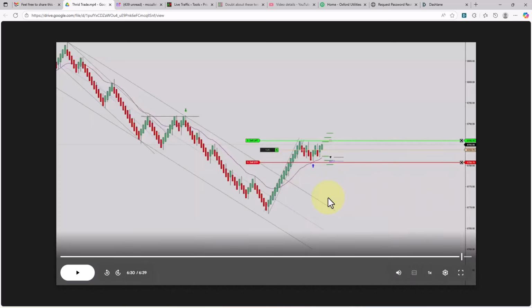This trader says it took him a while, but he's made it. And he just wanted to show you some of his trades and some of the success he's having. And I appreciate him sharing it with us. So thanks to this trader again.